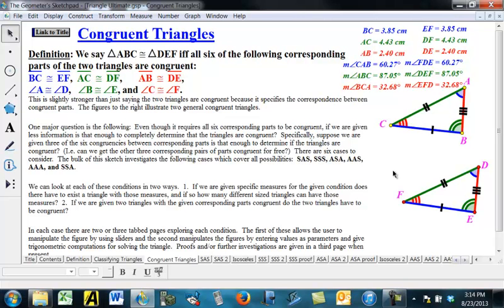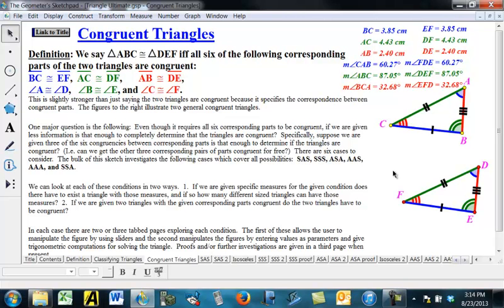So we can look at this question in two different ways, two different questions. If we're given specific measures for a given condition, like a measurement of a side, an angle, and a side in that order, specific numbers for the measurements, how many different triangles can we make? First of all, does there even exist a triangle with those measurements? And if there is a triangle, do all the triangles have to be the same, or can we make two different ones, or maybe three, or maybe infinitely many? Which of these conditions make it where only one thing can happen? Okay, so that's where we're given specific measures.